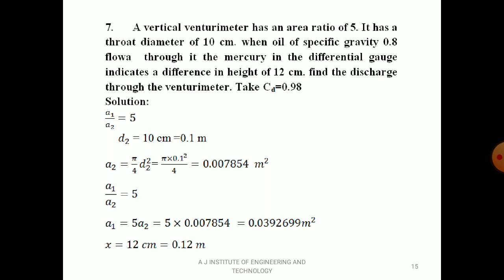So solution, A1 by A2 equal to 5, D2 equal to 10 centimeter, so that is equal to 0.1 meter. So A2 equal to pi by 4 into D2 square. So D2 is 0.1, pi into 0.1 square divided by 4. So that is equal to 0.007854 meter square. A1 by A2 equal to 5. So from that A1 equal to 5A2. So A2 value is known, that is 0.007854. So A1 equal to 5A2. So that is equal to 5 into 0.007854. So that is equal to 0.0392699 meter square. So X value it is given as 12 centimeter. So that is equal to 0.12 meter.